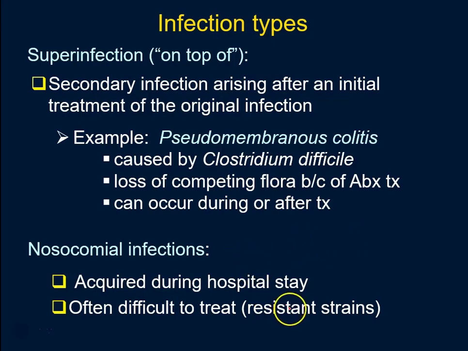Nosocomial infections are typically more difficult to treat because what would you find in a hospital? Well, you have a setting where a lot of people are coming in with different types of diseases and you're using a lot of antibiotics. So obviously the bacteria that survive in that environment are the ones that are pretty hardy and pretty resistant to normal antibiotics that are being used in communities. So these tend to be more difficult to treat infections.